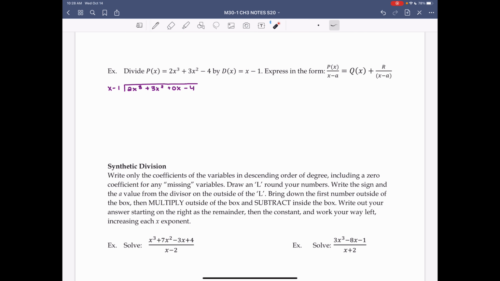Looking at the first term in the dividend, 2x to the power of 3, if we divide that by x, we get 2x squared. That becomes the first term in our quotient, 2x squared.